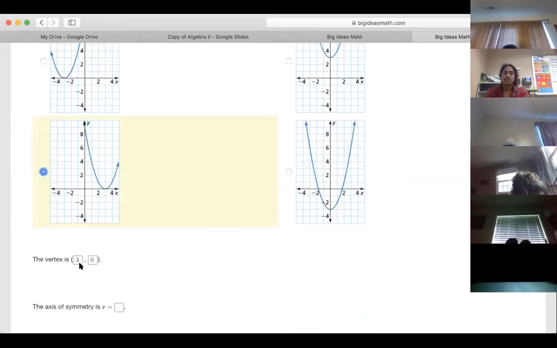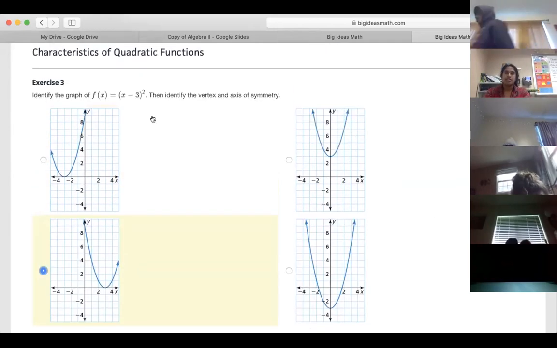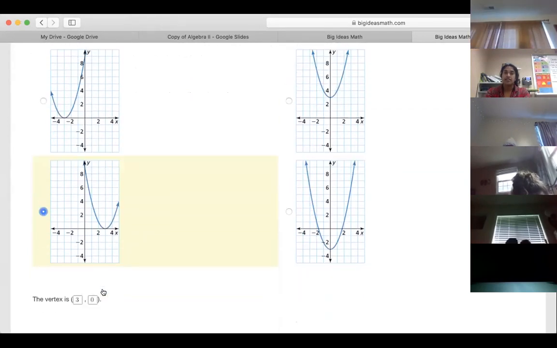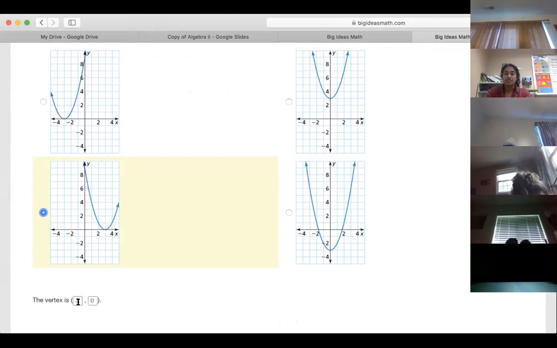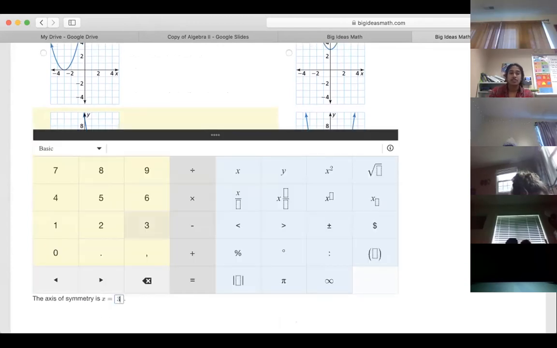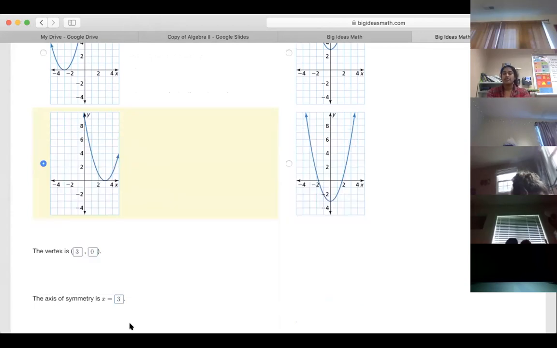And then the axis of symmetry is just the opposite of h. So to find the vertex, it's the opposite of h comma k. So that -3 changes to a +3, and the k is 0. And then the axis of symmetry is just the opposite of h, so 3.